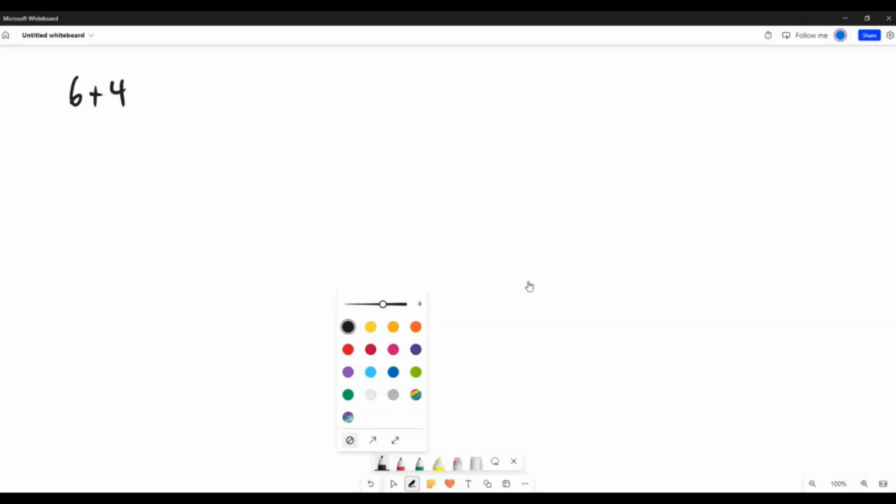If I gave you 6 plus 4, y'all tell me in the chat what that's equal to. Everybody? Okay. Just want to make sure y'all are there. Okay. So this is equal to 10.